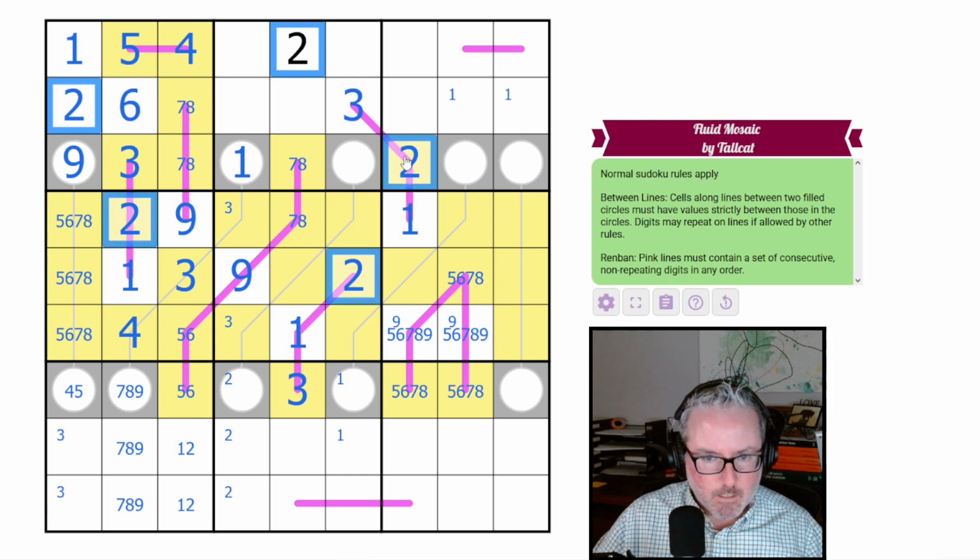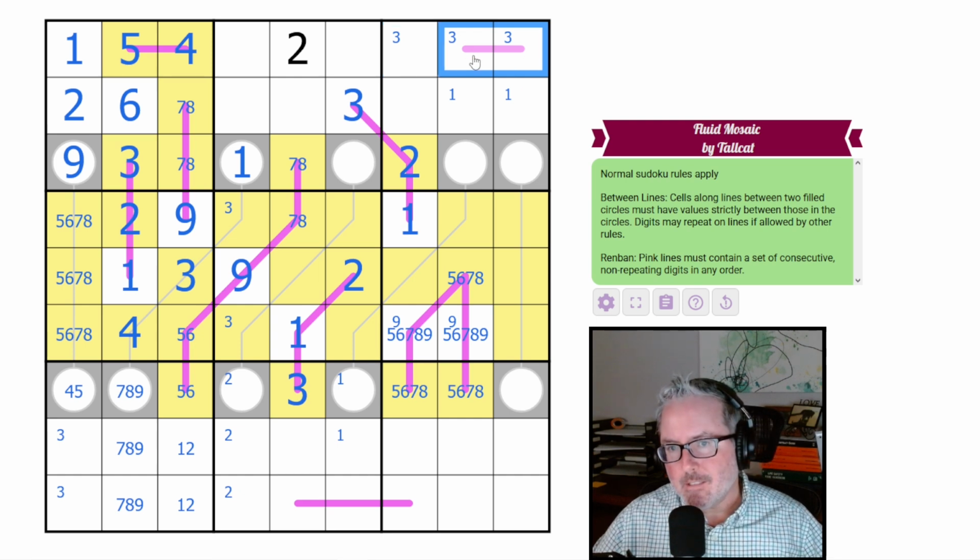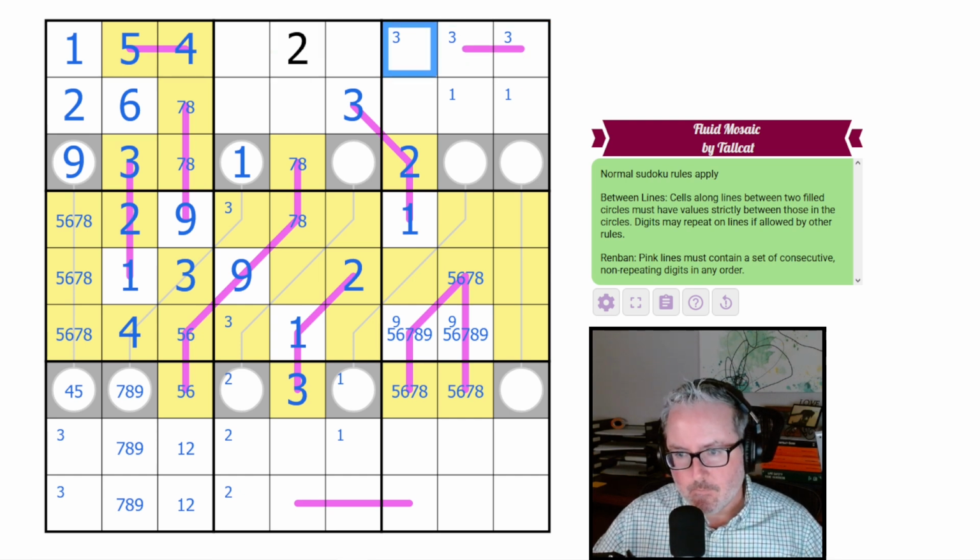Doesn't say a lot. Let's keep going. 2s and 2s. No, look at 3s. There's a 3 up here somewhere. It can't be on this because it can't go with the 2. This is 3.